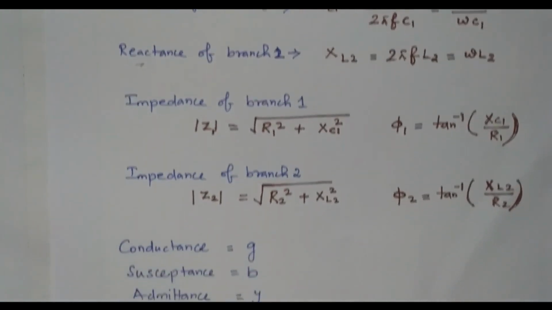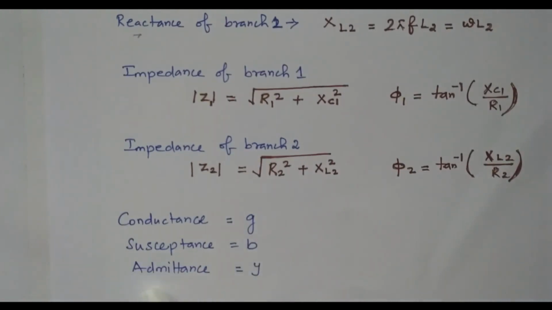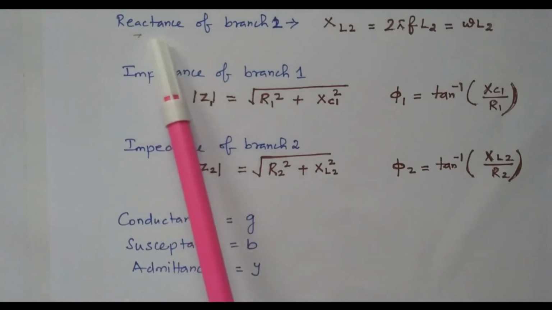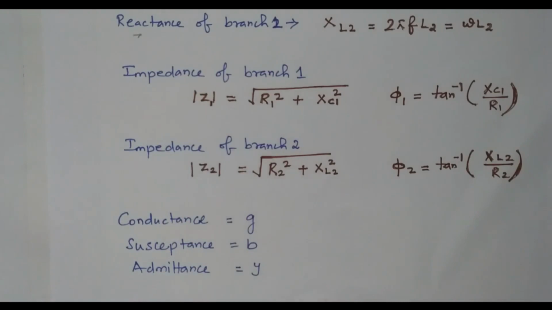Now we will go to three more terms: conductance, susceptance and admittance. What is conductance? It is the reciprocal of resistance. Resistance means opposing the flow of current, while conductance means it will allow the flow of current. What is susceptance? Susceptance is the reciprocal of reactance. Reactance also opposes the flow of current, while susceptance means it will allow it. What is admittance? That is the reciprocal of impedance. Now we will see these three terms for branch 1 as well as branch 2.